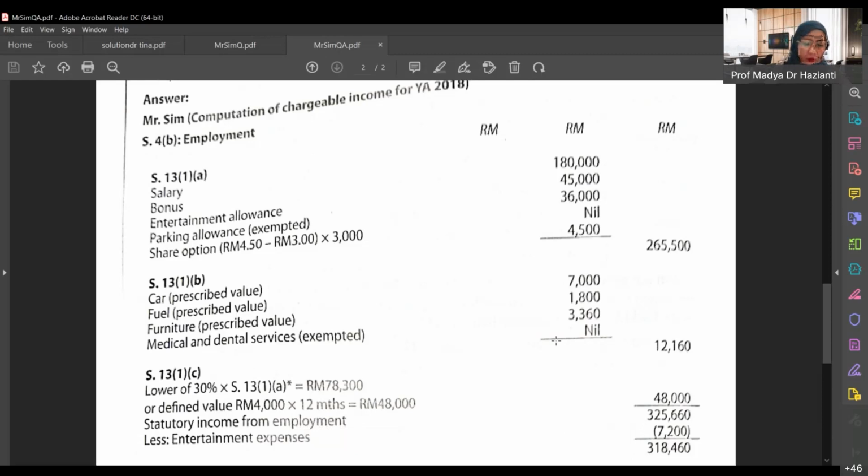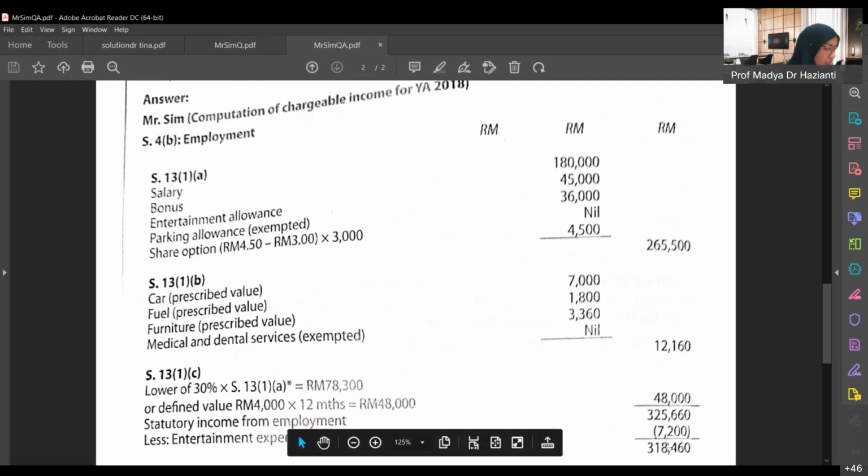Tak ada kot. Okay, boleh. So if ada rasa sesat-sesat lagi, tak tahu mana dapat nombor-nombor ni, go back to your employment income notes. Okay, so kita dah dapat employment income kita 318,460.